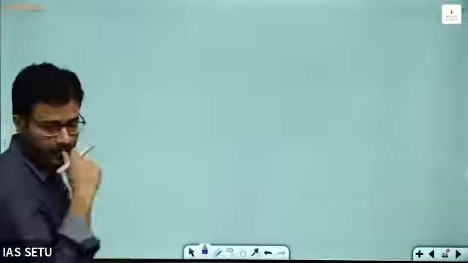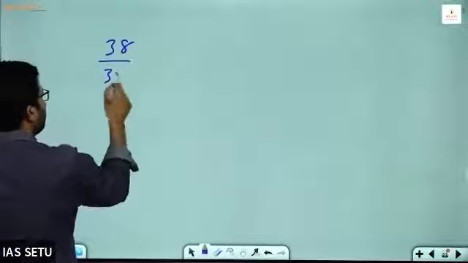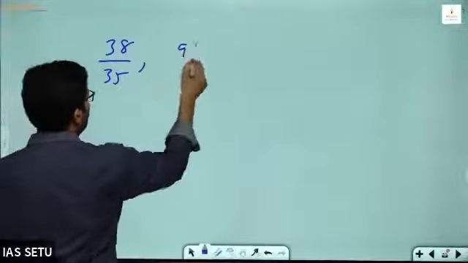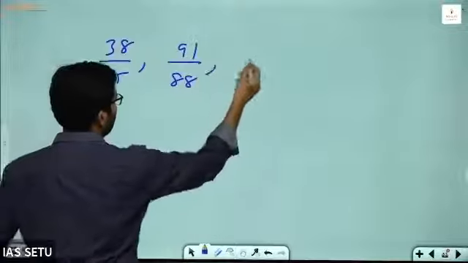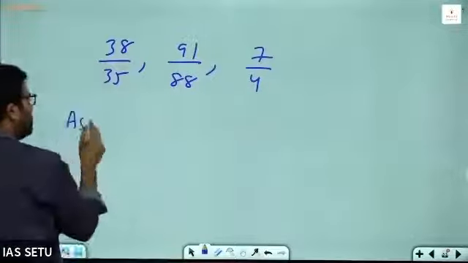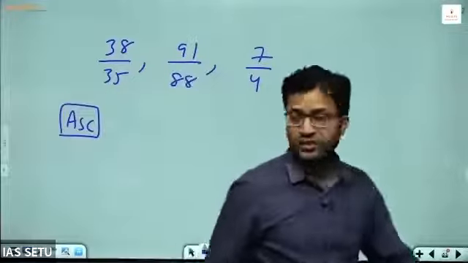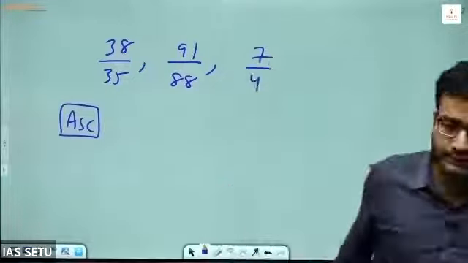Now, 38 upon 35, 91 upon 88, 7 by 4. Arrange these three fractions in ascending order.